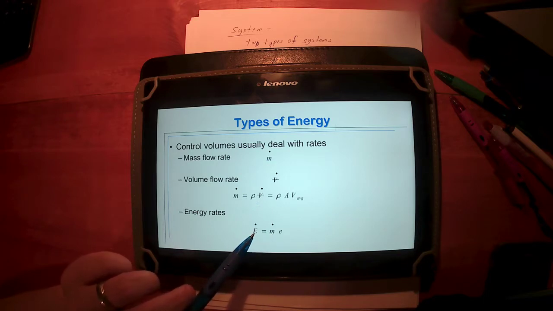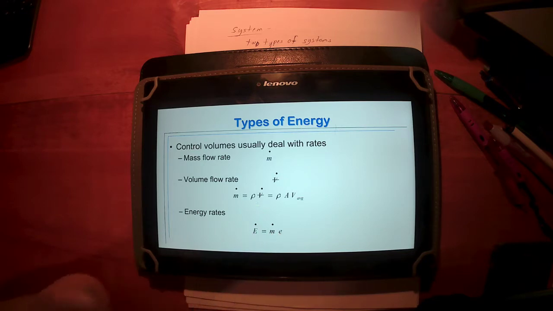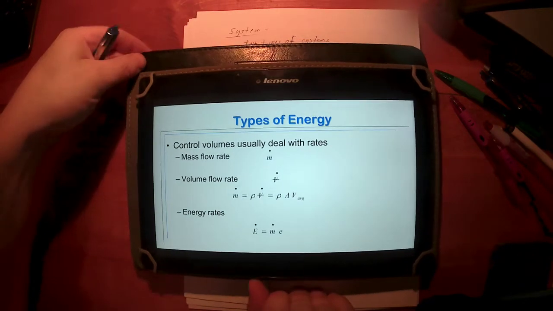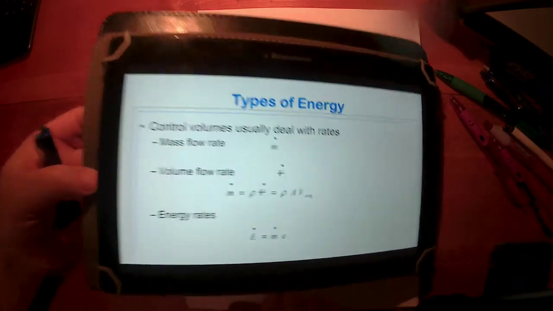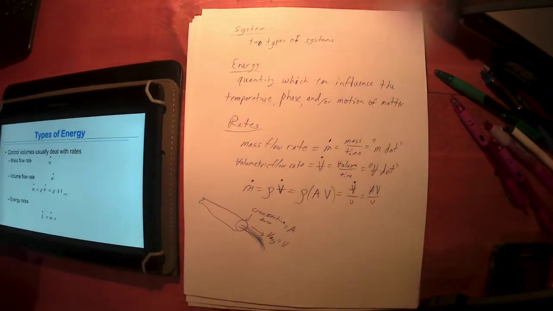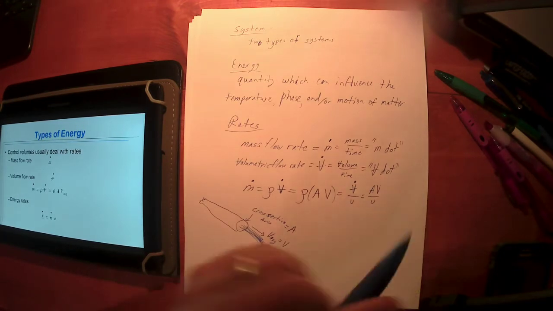This dot means this is energy per unit time. So if I have mass per unit time multiplied by energy per unit mass, that gives me energy per unit time. Common nomenclature is that if I put a dot above a variable in this course and many other courses you're going to encounter, a dot above a variable means that variable is a rate. It's being measured per unit time.